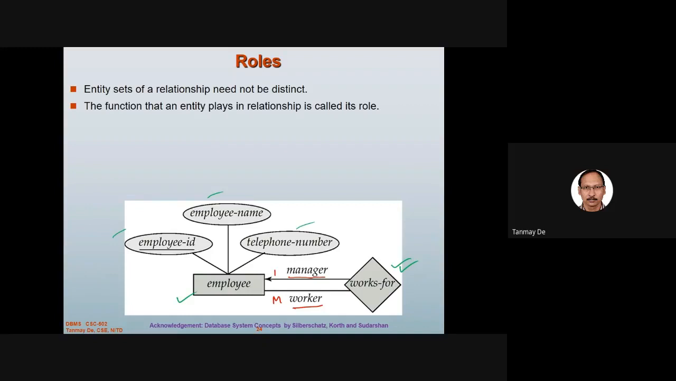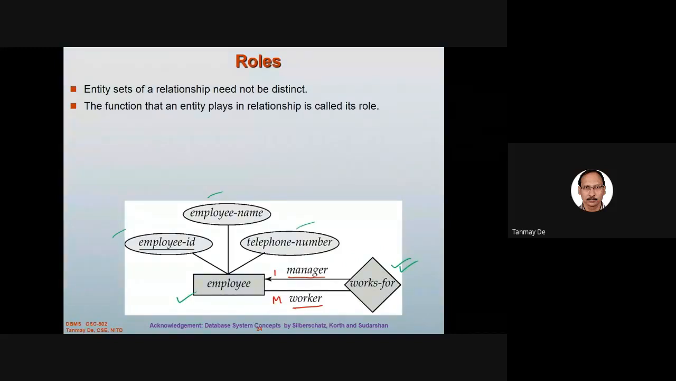Okay, is it clear now? One to many. So how is it possible? That is, multiple workers have a single manager, and one manager, under one manager, may have any number of workers working on a particular project, say.